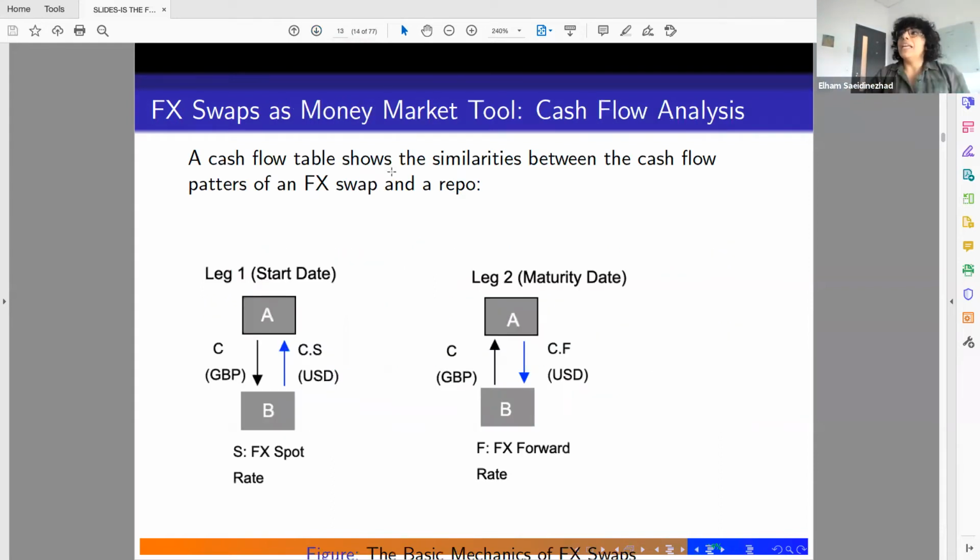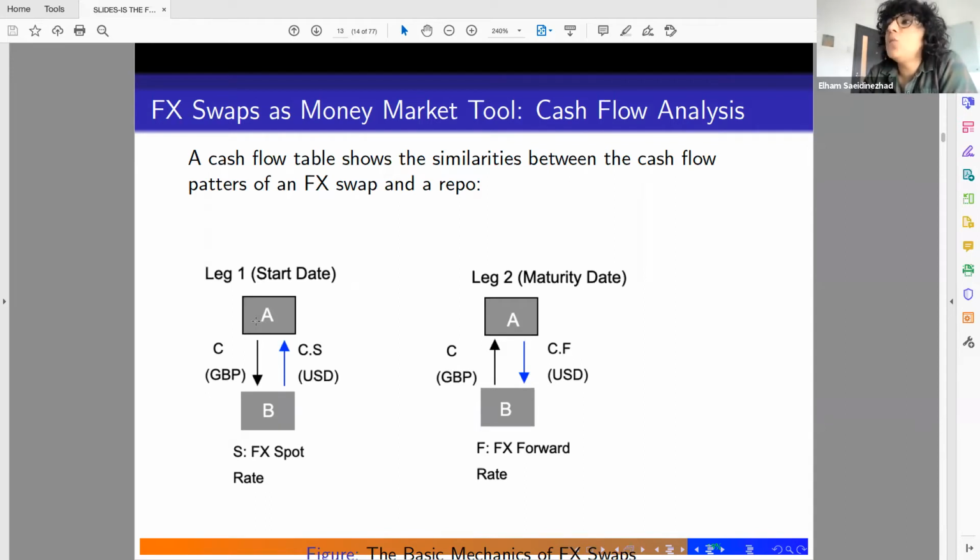Okay. The first tool that we are going to use to show this similarity and this structure of the FX swap is cash flow analysis. Look at the cash flow analysis here. In this case, we do have two legs. In the first leg, which is the starting date, the first transaction, the FX spot transaction, is going to happen, and in this transaction, the FX spot rate is going to be determined. What happens in this transaction is the following.